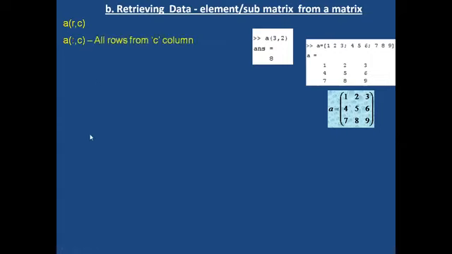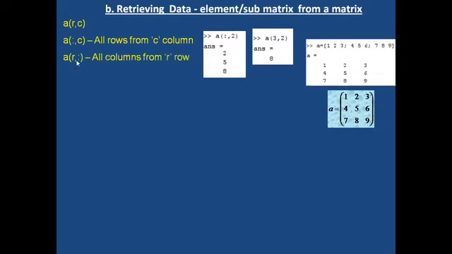The second format is the entire row or column. Suppose I want to retrieve the entire row of a particular column. In the row place, you have to put a colon, and then a comma and then C. If you want the entire column, you put a colon in the row place, meaning all rows of column C. For example, A(:,2) means I want the entire row of the second column. This is the second column, all row elements: 2, 5, 8.